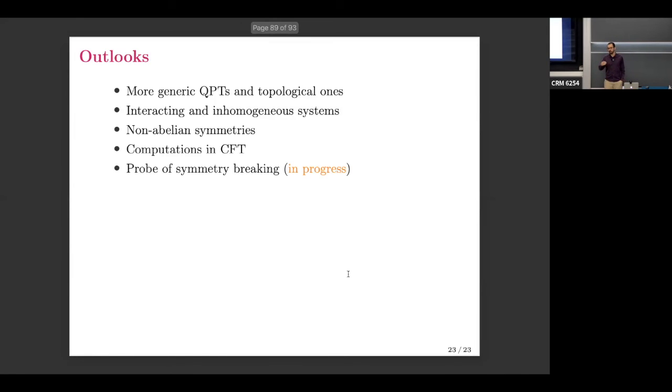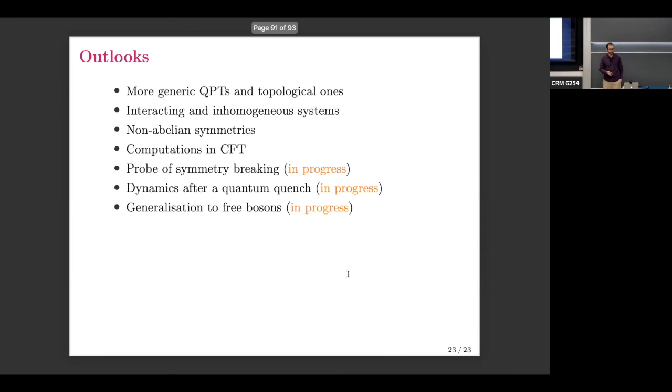And then there are many things that are actually already in progress. For example, these fidelities can be used as a probe of symmetry breaking. This is something that we are already working on. You can also study the dynamics after a quantum quench. This is actually a baby of this conference, because I was discussing this with Vincenzo Alba last week, and we already have some quasi-particle picture, and so many things to do there.